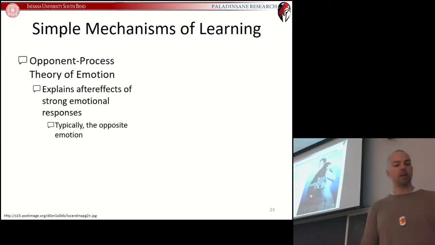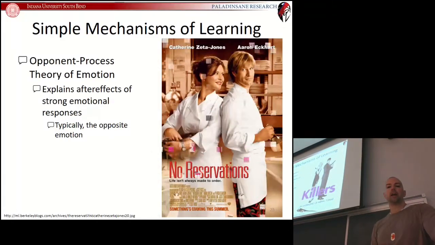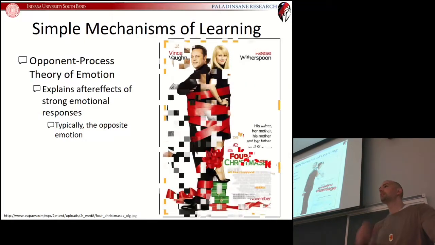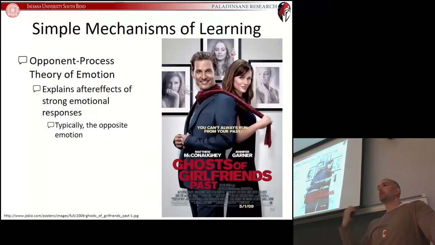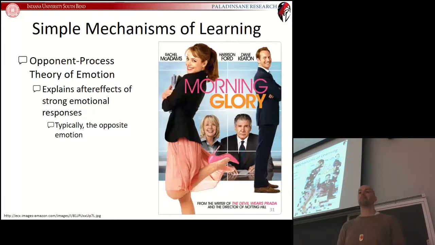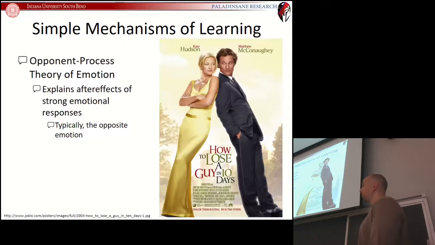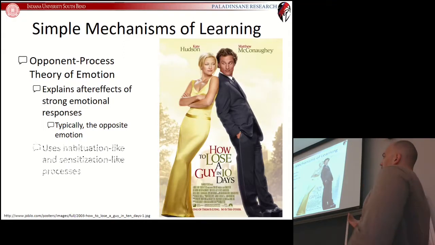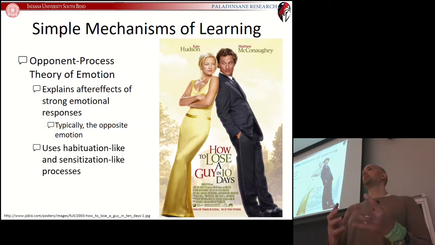And as I mentioned, this is a trope that has been used in many romantic comedies. Even though the plot lines of many of these comedies might seem ludicrous, that idea that boy meets girl, boy and girl don't get along, but then later on they fall in love, has some merit to it in terms of this opponent process theory of emotion. So we include it in this section because it does use habituation-like and sensitization-like properties. We'll break it down for a sort of textbook case, and then we'll apply it to the rom-coms.